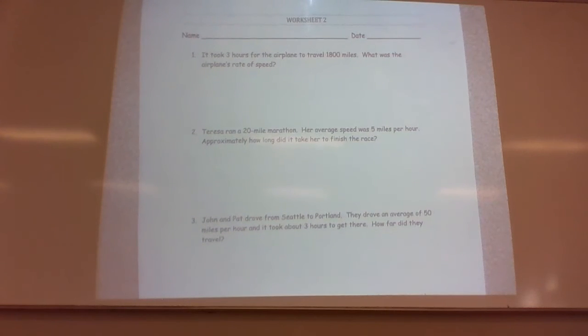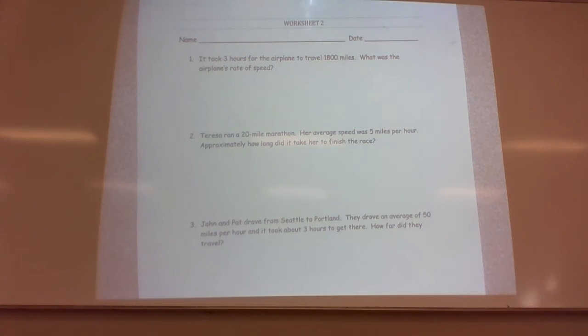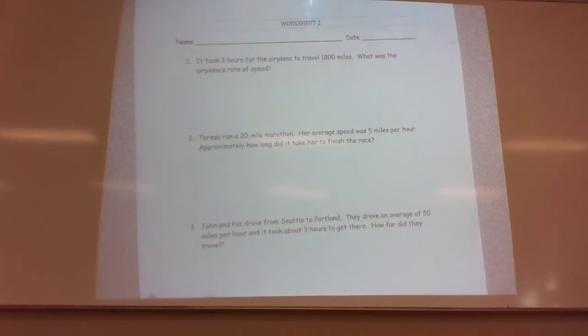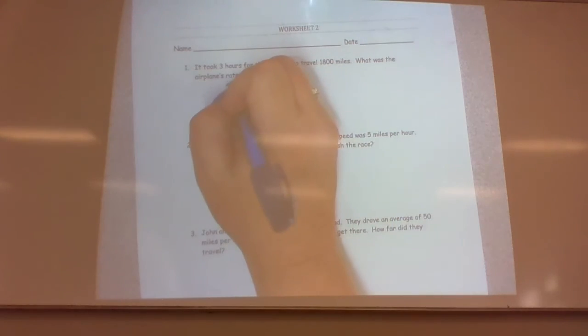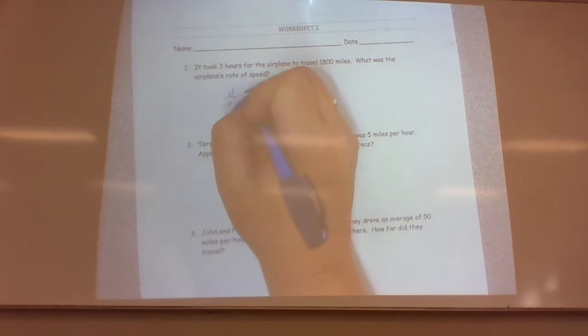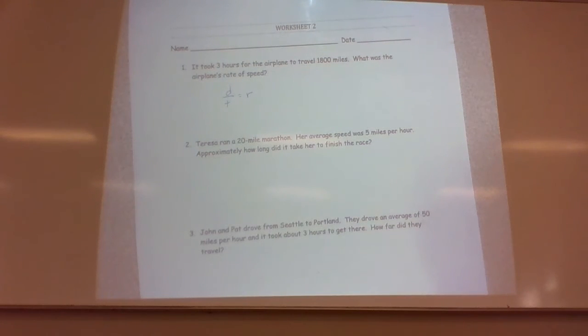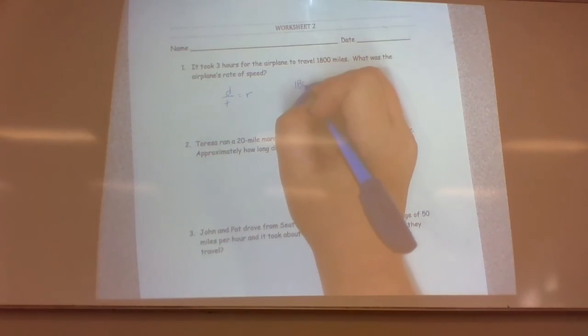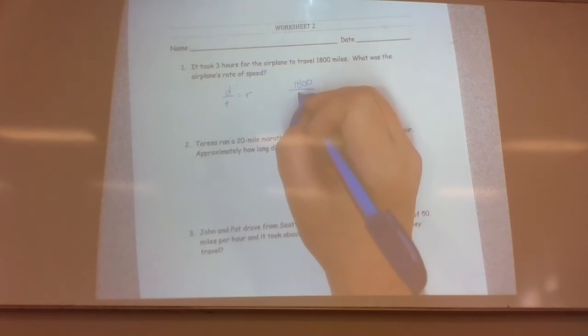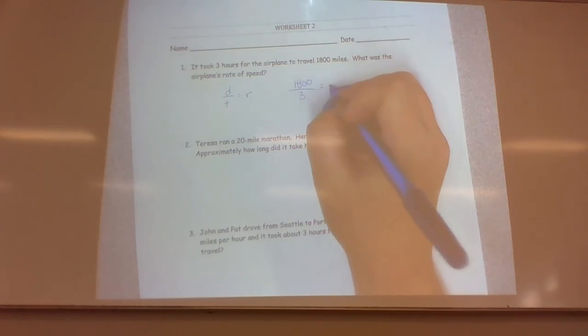And now we're going to go to page 22. It took 3 hours for the airplane to travel 1,800 miles. What was the airplane's rate of speed? So, if we were going to set this up, we have distance over time equals the rate. And right now, we don't know what the average rate was. So we're going to put 1,800, and the time was 3 hours, equals R.